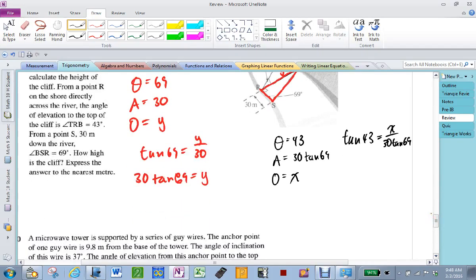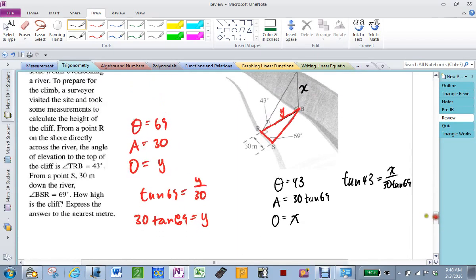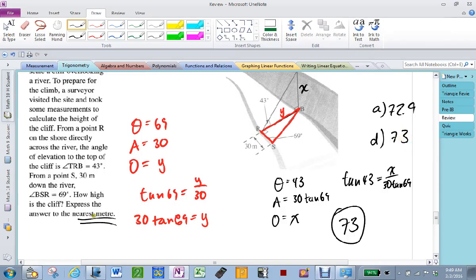So what did you get for an answer? 73? Everybody happy with that? 72.9, that's fine. Well, it is to the nearest meter. So, that's the other trick that they'll do on the provincial. Your calculator's going to show you 72.9782 or whatever, right? Guess what choice A will be? 72.9. Guess what choice D will be? 73, the nearest meter. Which one are some of you going to circle? A, what your calculator says.